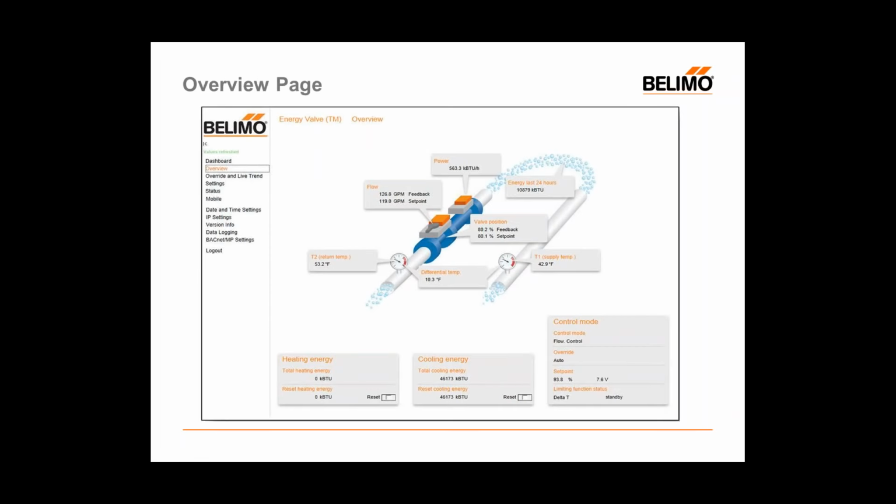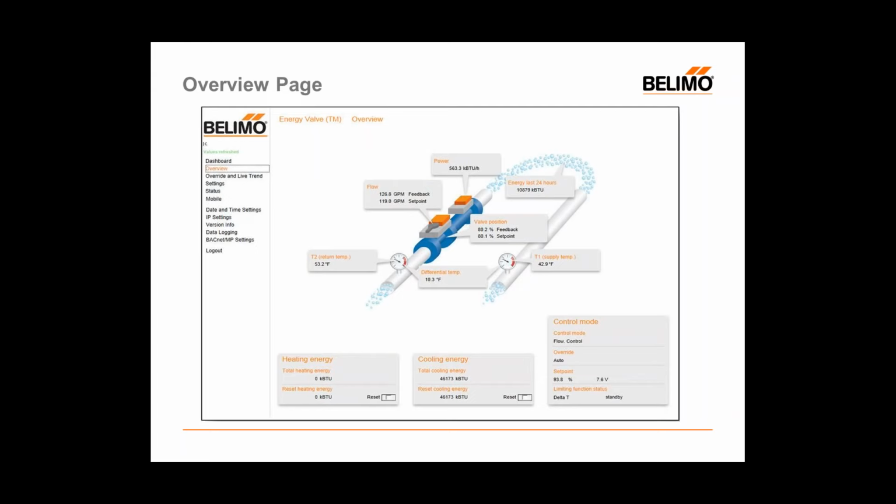Once you're logged in, you'll be directed to a dashboard, which is the first screen on the left, and you'll see on the left we have a tree that has multiple screens. The second screen on the tree is what we call the overview, and on the overview page there's some valuable information on the present functionality of the valve. You'll get supply and return water temperature, flow, valve position, calculated WT, among other things.